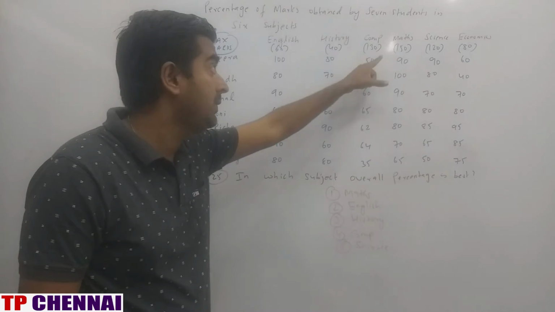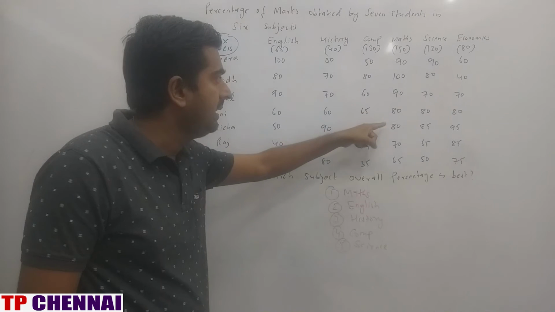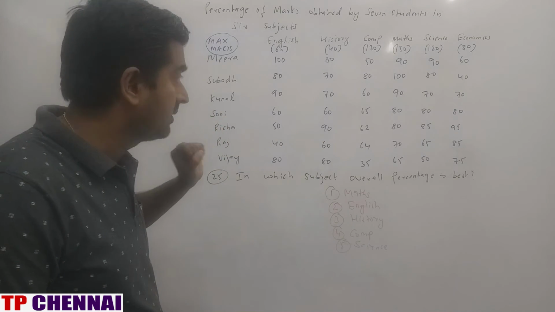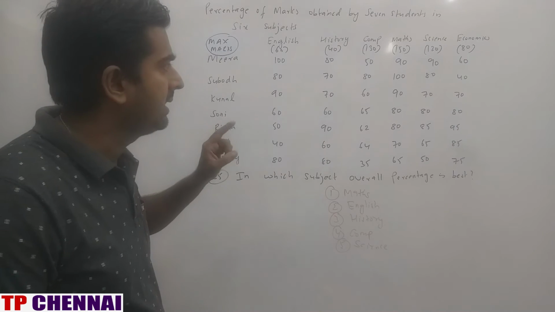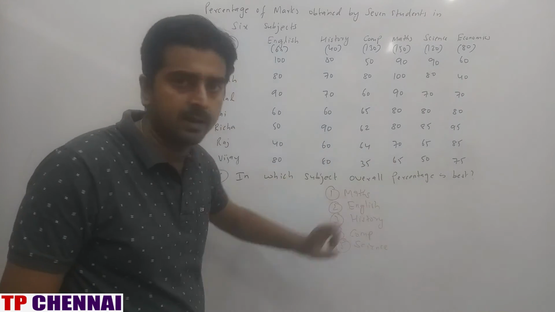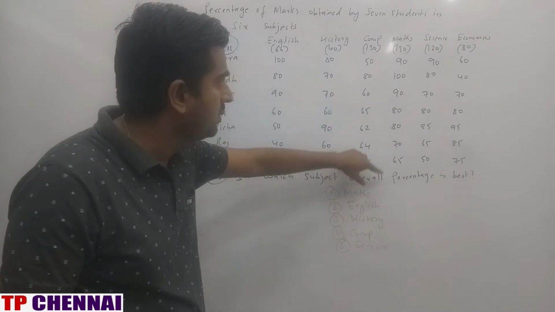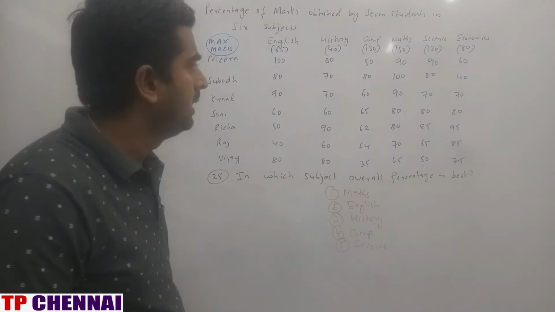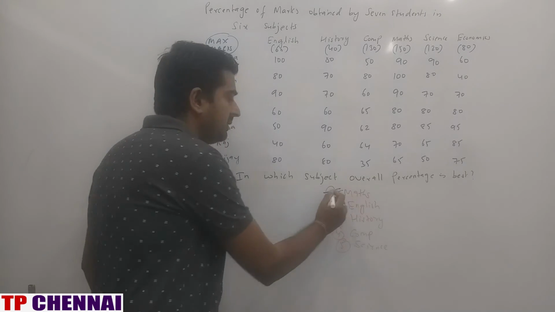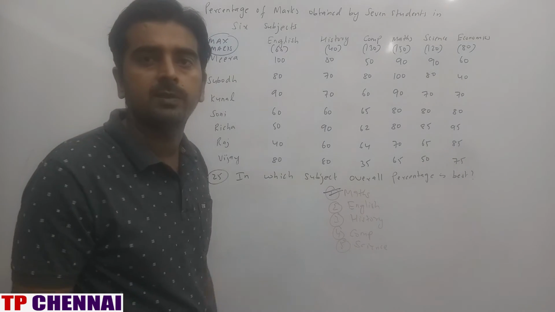Mathematics, maximum mark is 150: 90, 100, 90, 80, 90, 70, 65. Science is there, 120 is the maximum mark: 90, 80, 70, 80, 85, 68, but 50 is there, right? In the mathematics section, you are not having 50 or 40. Then economics is not the answer. So what is my answer? Mathematics is the answer, which is nothing but first option.